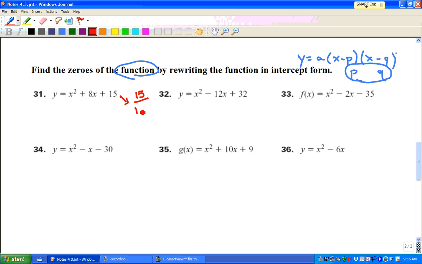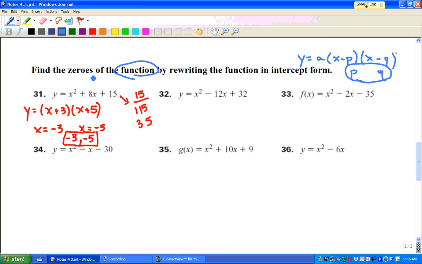Factors of 15, 1 and 15, all right? And then you got 3 and you got 5. We want to get 8 in the middle. So I'm going to say that y is equal to x plus 3, and then you got x plus 5. All right? So in this one, if you want to find your zeros, you have x is equal to negative 3. And then this one, you end up with x is equal to negative 5. So your zeros for this one are going to be negative 3, comma, negative 5. Okay?